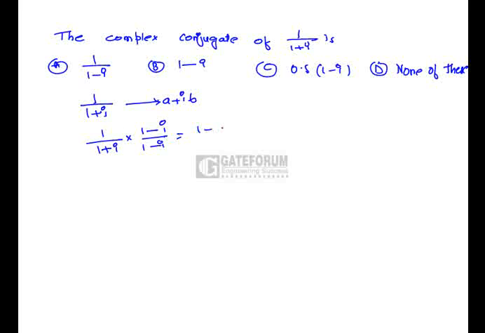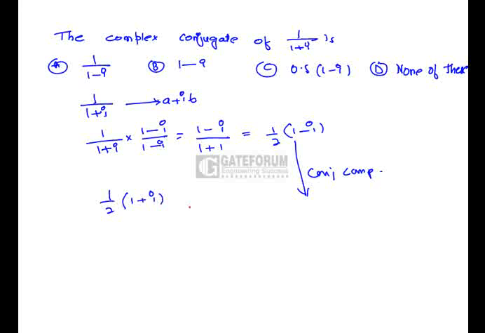So 1 into 1 minus i is 1 minus i by 1 plus 1. We know that i square is minus 1, so this will become plus 1. So the given complex number is nothing but 1 by 2 times of 1 minus i. Now the conjugate complex of this number is nothing but 1 by 2 times of 1 plus i, which can be written as 1 by 2 times of 1 plus i.